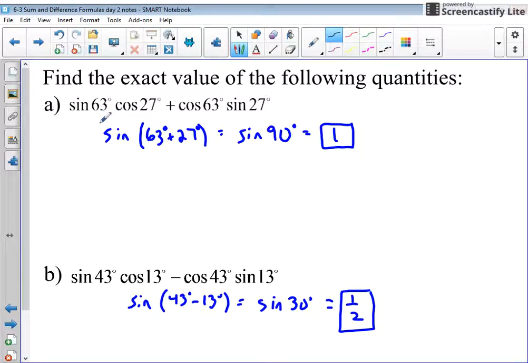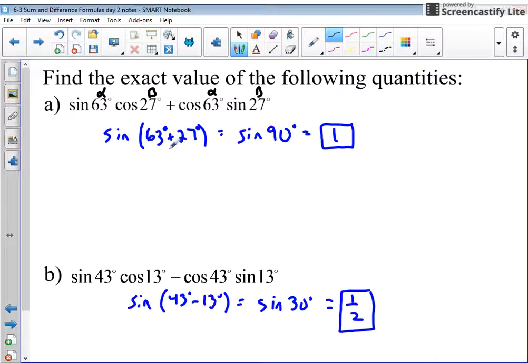Now this looks a bit interesting. It's sine of 63 times the cosine of 27 plus the cosine of 63 times the sine of 27. And you may look at that and say, I don't know what's going on with my life. However, if you look at your formula sheets, that is just like the one that says sine of alpha times the cosine of beta plus the cosine of alpha times the sine of beta. So this is basically a formula for the sine of 63 plus 27.